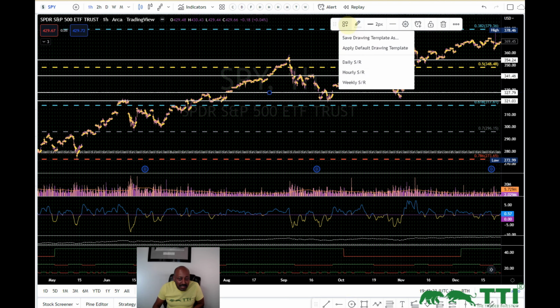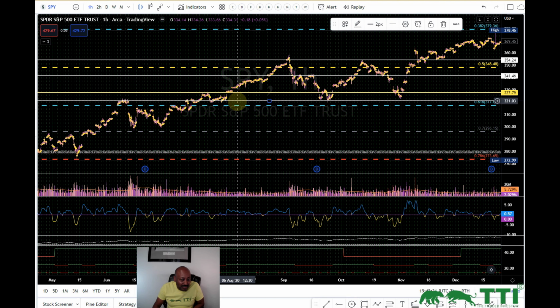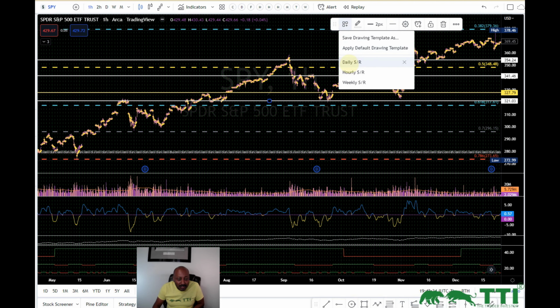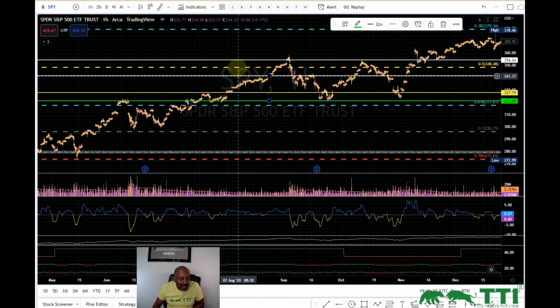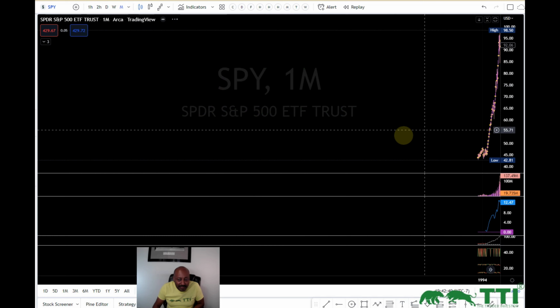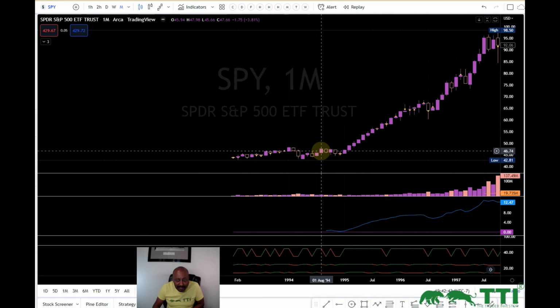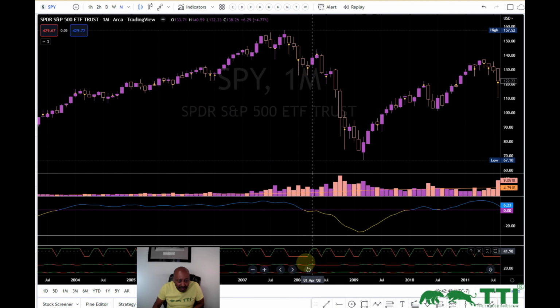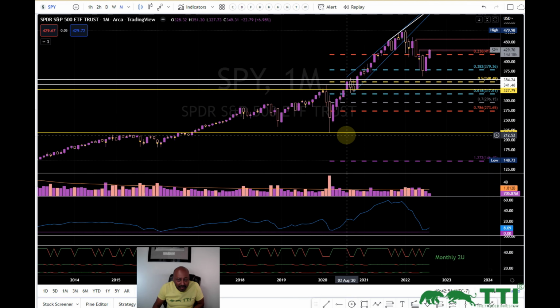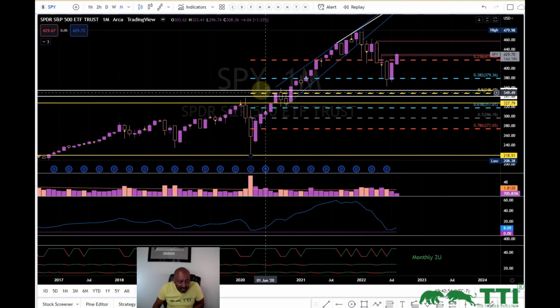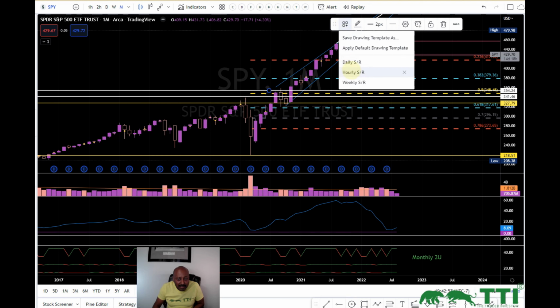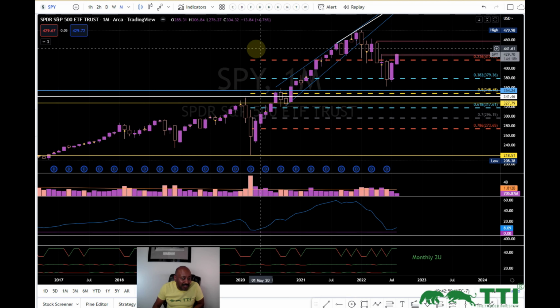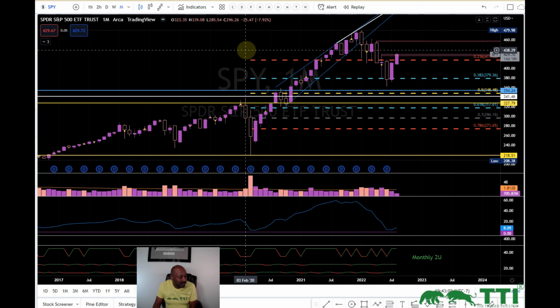So what I like to do is add different colors to my support and resistance. I like to give them different colors. That way I know automatically. You see how if I go back to my weekly, I think I drew this on the weekly. So if I give it different colors, then when I go to my hourly, I know what I'm looking at.